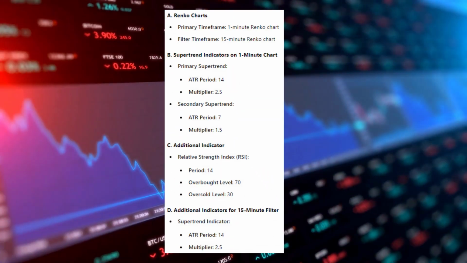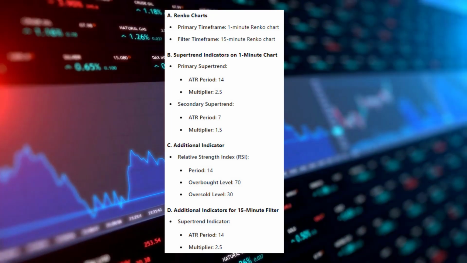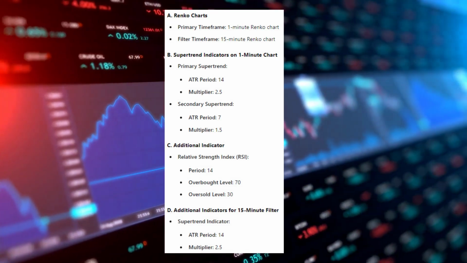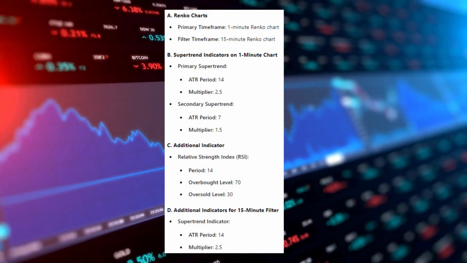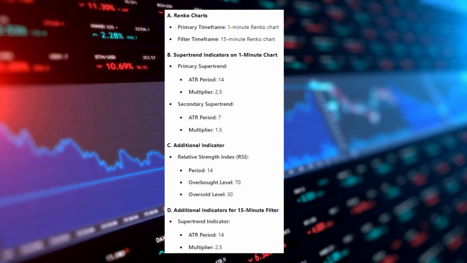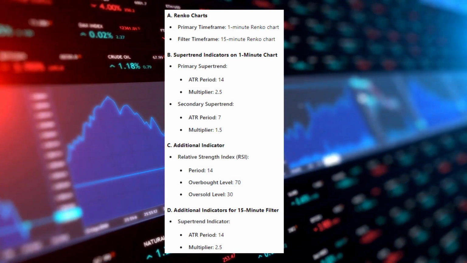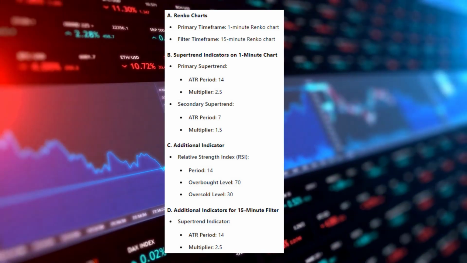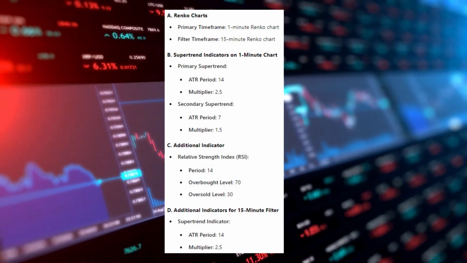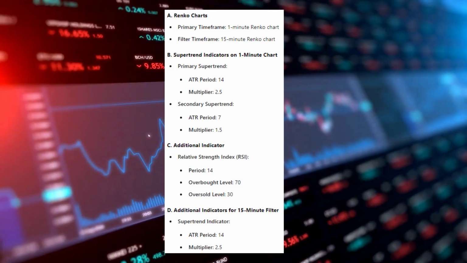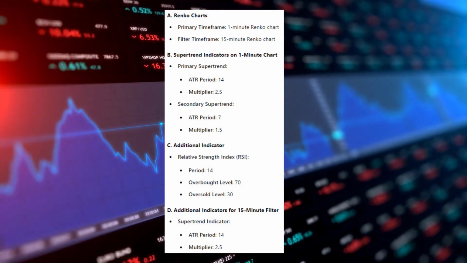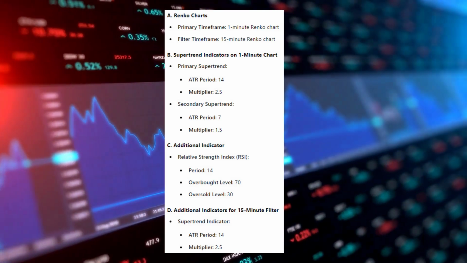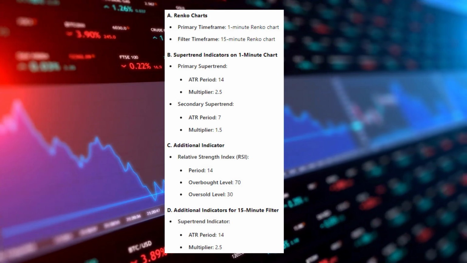Let's do a quick recap then of what we've learned so far. So in terms of tools and indicators, we got the Renko charts, the primary time frame, the 1-minute Renko chart. Remember, we were using the 5 period block size there. The filter time frame, either 15 or 45 minutes, flicked back to the 1-minute setup. The super trend indicators on the 1-minute chart, you see the 2 there, ATR period and multiplier. For the first one, 14 and 2.5, and then for the second, 7 and 1.5.